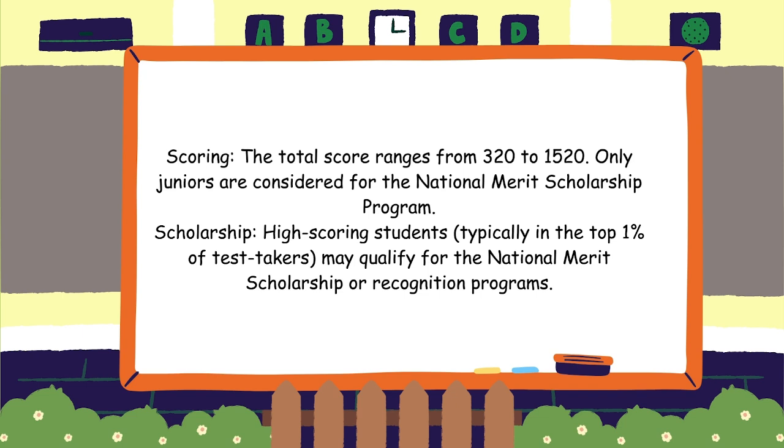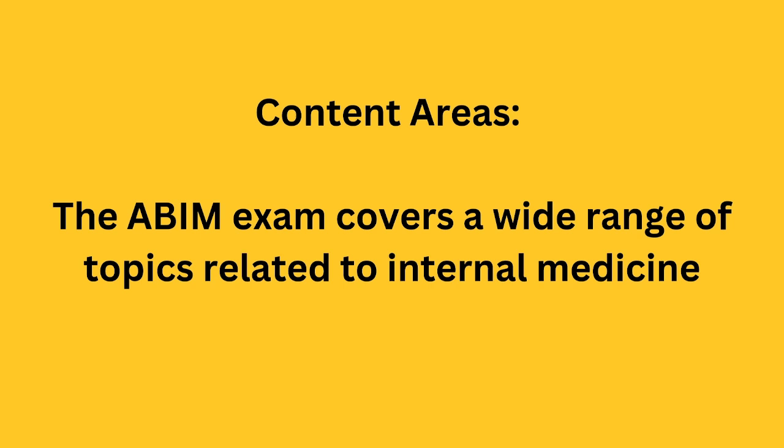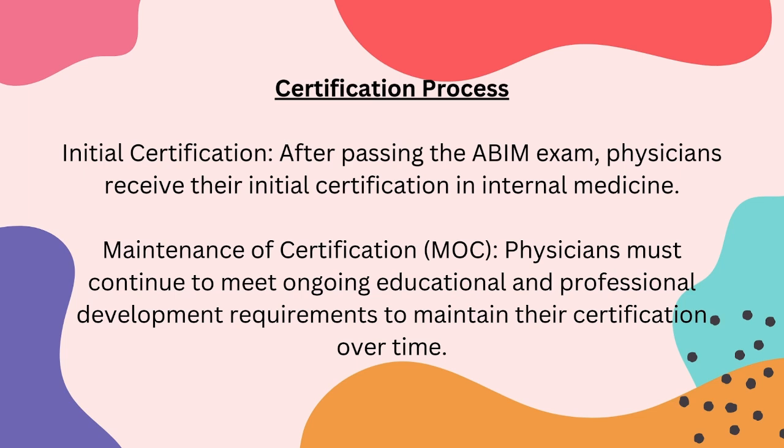Okay. The scoring method: the total score ranges from 320 to 1520. Only juniors are considered for the National Merit Scholarship Program, and the scholarships go to high scoring students, typically in the top 1% of test takers, qualifying for the National Merit Scholarship or Recognition Program. Then the content areas: the ABIM exam covers a wide range of topics related to internal medicine basically. So this is the important thing.